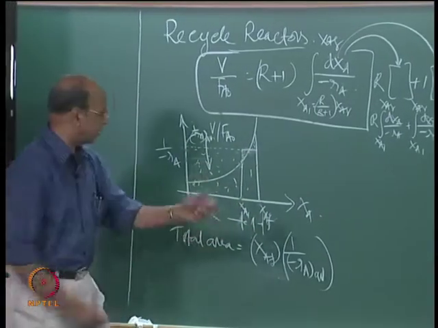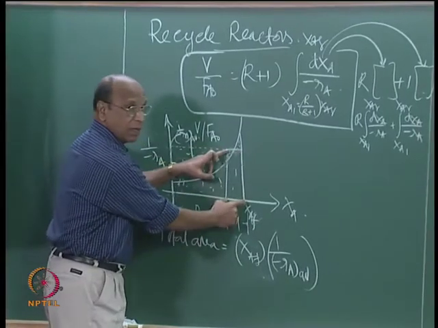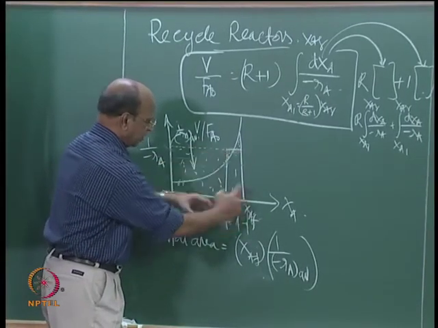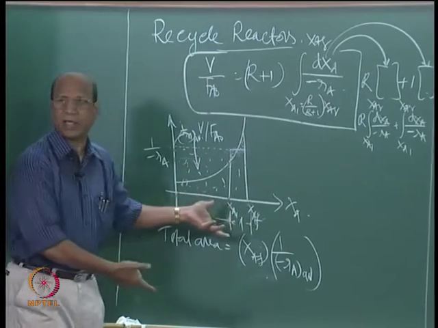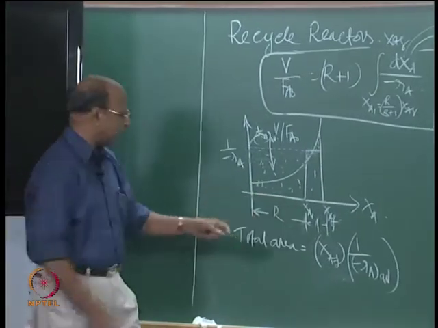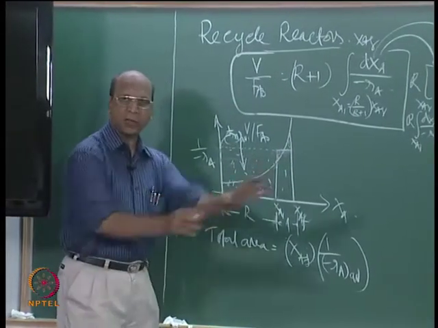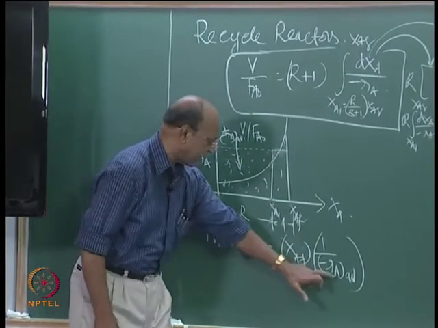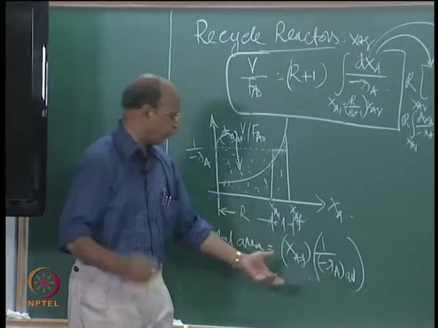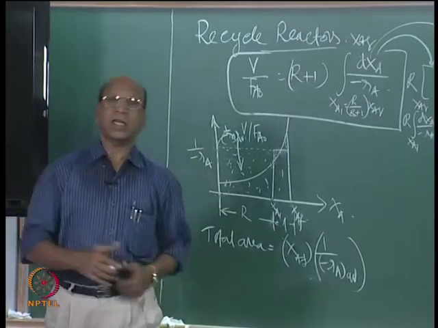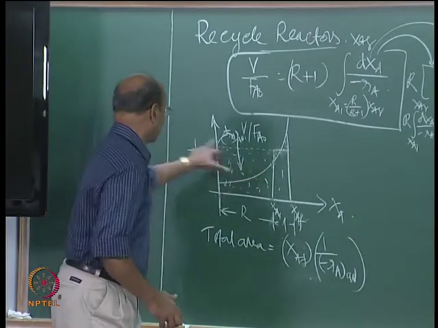You have to take only the rectangles. This area you first take, and you know the limits, what the area is. It is a graphical thing, it is a figure. So then this must be r times of that, add those two and show that this is xaf by r, xaf into 1 by minus r a average. The average is this, that is the average.